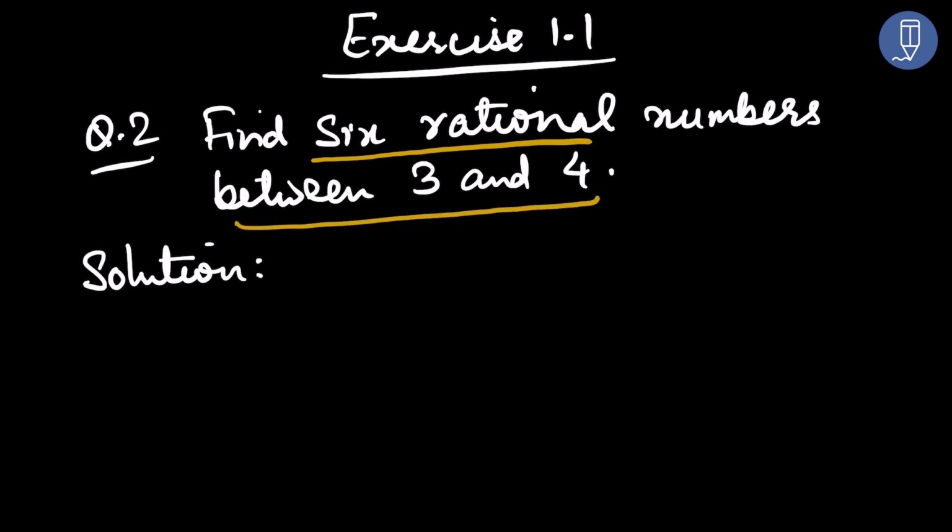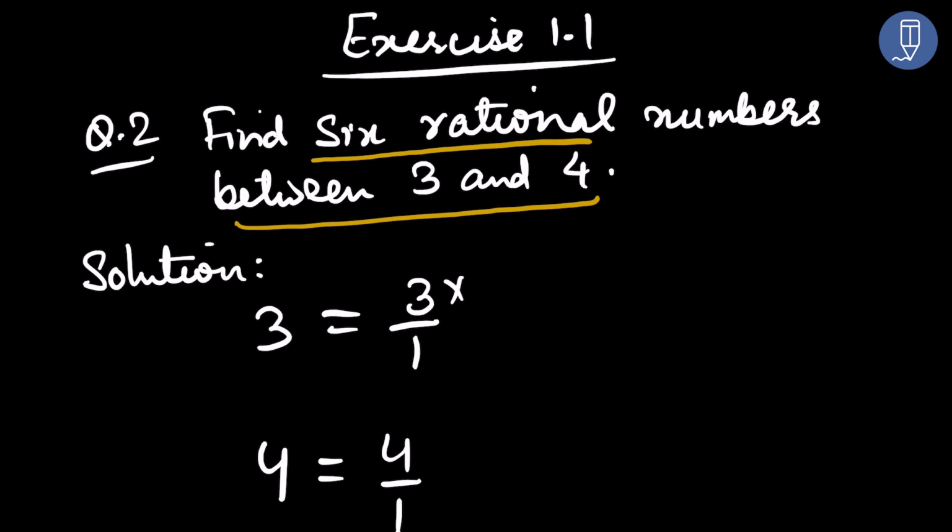So the first step is to write 3 and 4 again in the form of p by q. So 3 can be written as 3 by 1 and 4 can be written as 4 by 1. Now the next step is to multiply both of them by the same number.